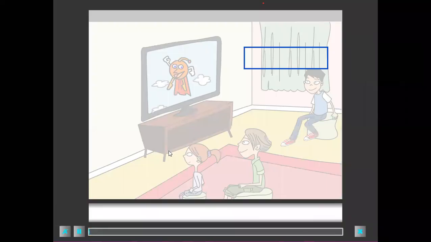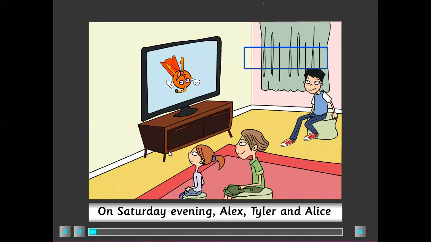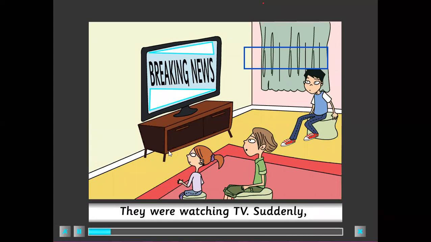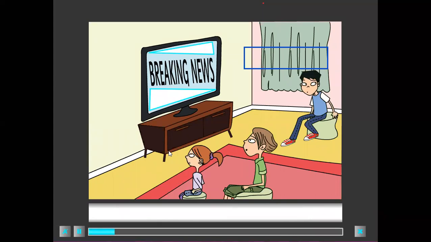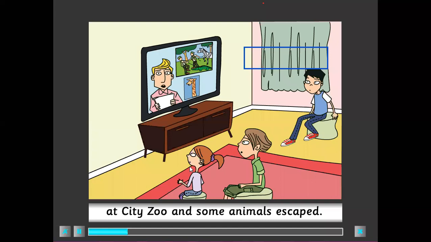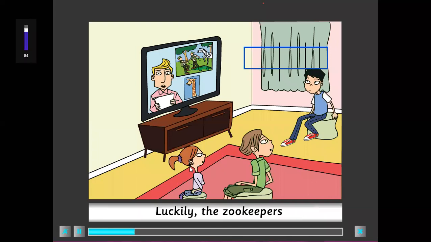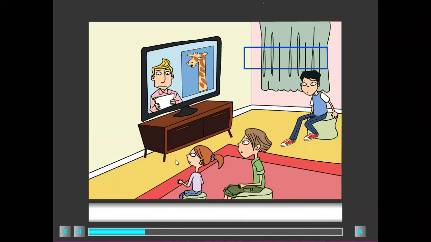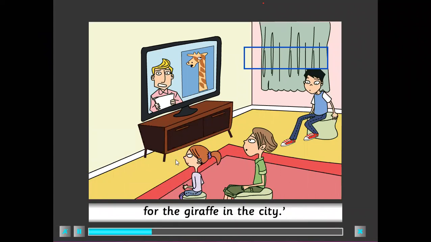On Saturday evening, Alex, Tyler, and Alice were at Alex's house. They were watching TV. Suddenly, there was a news bulletin. This just in. There was a blackout at City Zoo, and some animals escaped. Luckily, the zookeepers caught most of them in time, but a giraffe is still missing.